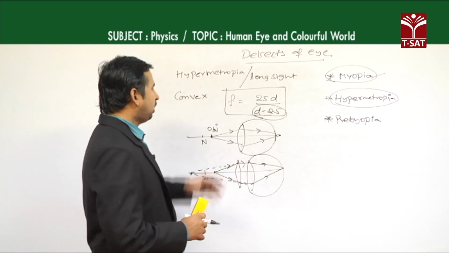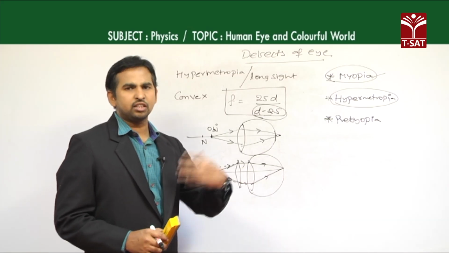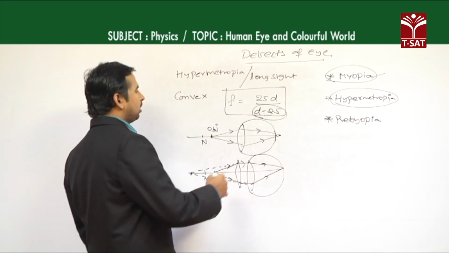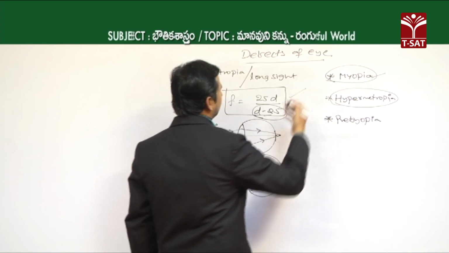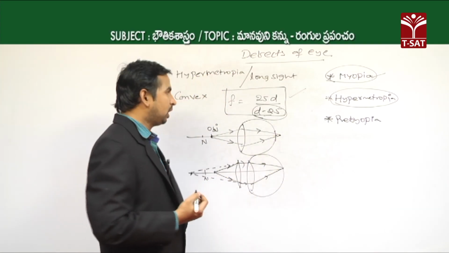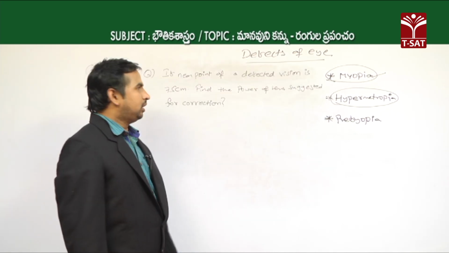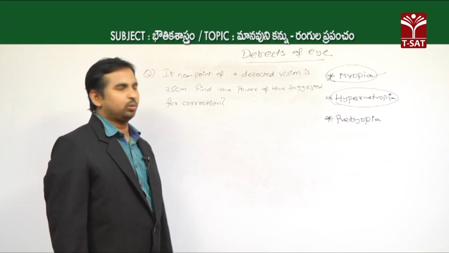So these are the types of questions they will ask about hypermetropia, and sometimes they will ask numericals on finding the far point or the power of the lens, using the formula f = 25d/(d - 25). Now, we will see a question on this hypermetropia here.